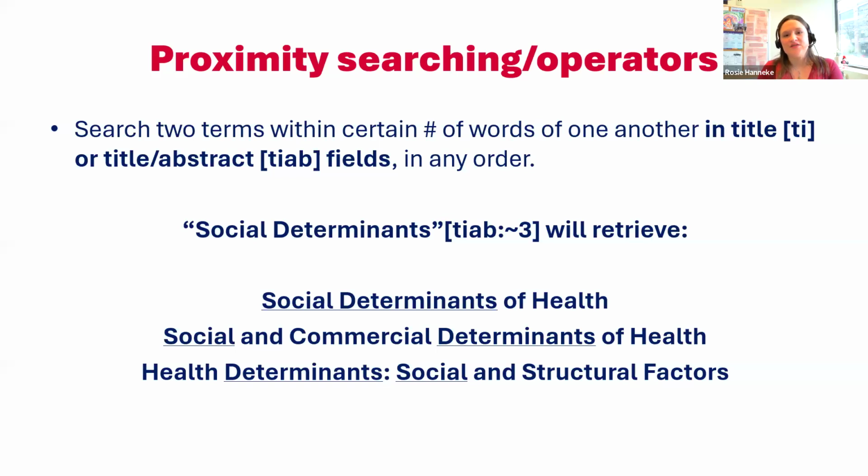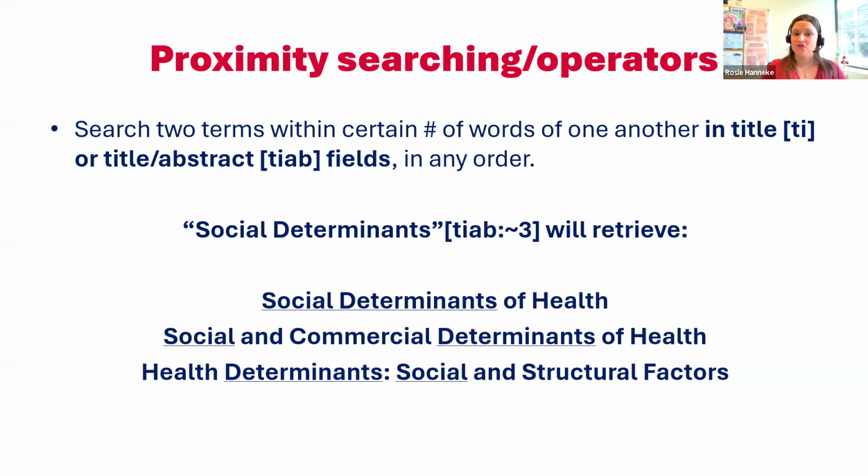And finally, proximity searching. This is relatively new in PubMed, but this is a way to search for two words within a certain number of words of one another. You can do this in the title field, which is TI, or you can do it in the title abstract field, TIAB. So the way you'll do this, and I use the social determinants phrase as an example, I put social determinants in quotes, and then my field tag, I put TIAB colon, and then a tilde, which I call a squiggly, and a 3. So that means I'm looking for those two words within 3 words of one another.